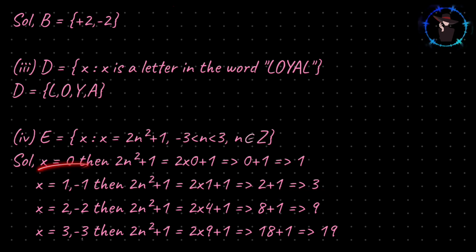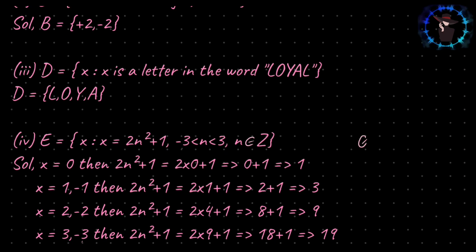If we take the value of n as 0, n square becomes 0. 2 into 0 becomes 0. Plus 1 as it is. So what are the values? 1, 3, 9 and 19. E is a set which has values 1, 3, 9 and 19.